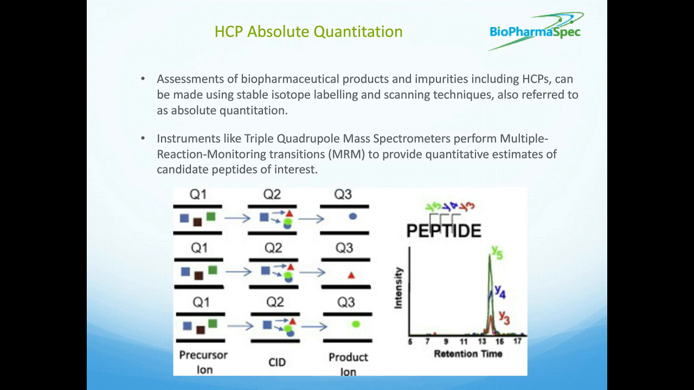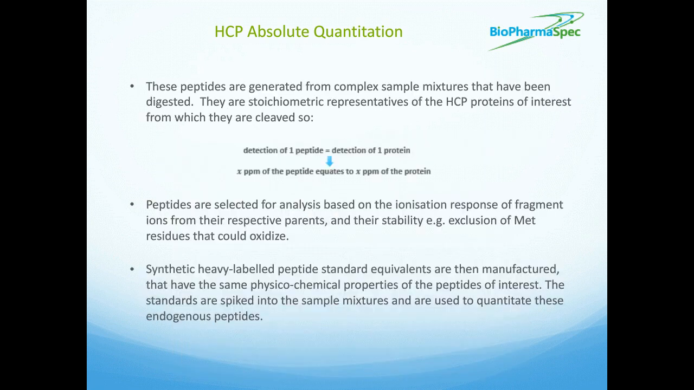So to aid MS detection, proteins are digested into peptides, which Gillian has already covered, and they act as models of the intact HCP protein. It follows, therefore, that the amount detected of each peptide is theoretically equivalent to the amount of each protein. In cases where 2 or more peptides are quantified per HCP, we take an average of this response.